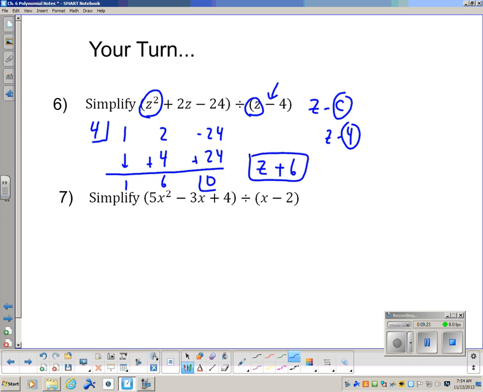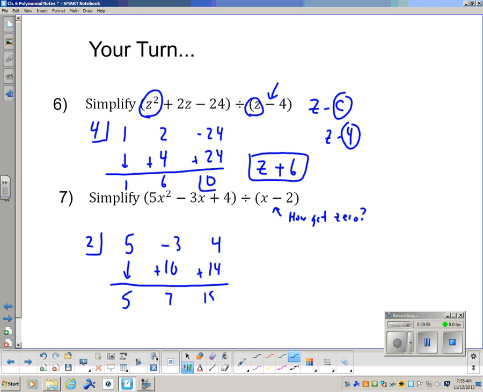My other one down here, I've got 5x squared, then x, and my constant. What goes inside the box this time? Again, I like to think, how do I get 0 over here? And I get 0 over there when x is 2. So 2 minus 2 is 0, so I'm going to put a 2 in there. And then I bring down my first number, which is 5. Multiply by what's inside the box. 5 times 2 there is 10. Add together. Multiply by what's inside the box there. I get 14. Add together. I get 18.